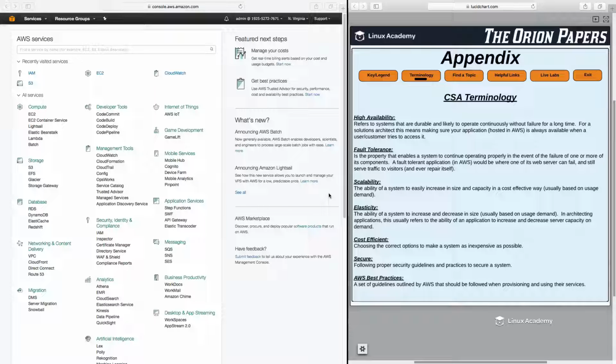Next is cost efficient, and this is just choosing the correct options to make a system as inexpensive as possible. I'm going to talk about this as we go through various services throughout this course, and what we'll generally touch on are different buying options or different ways of utilizing cloud and AWS resources in a less expensive way than either on-premise data centers and the costs associated with those, or even within AWS, how to best architect something to make it more inexpensive than choosing other options within AWS.